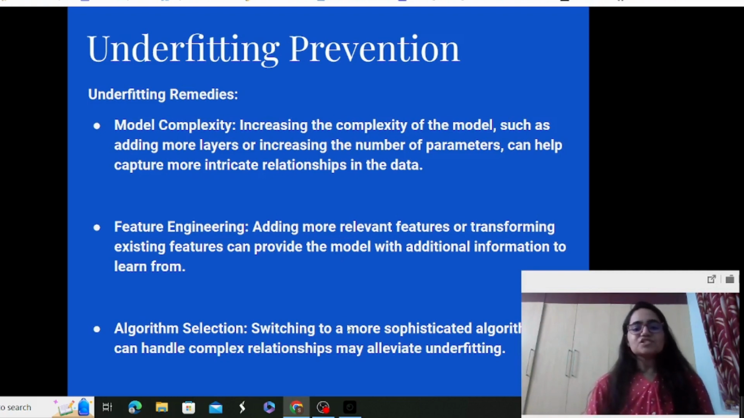So if you're switching to a more sophisticated algorithm, the task at hand, if it's a prediction, then there are certain prediction algorithms you can go with, if you've heard of linear regression, logistic regression, and so on. If it is classification, you can go with any classification technique.